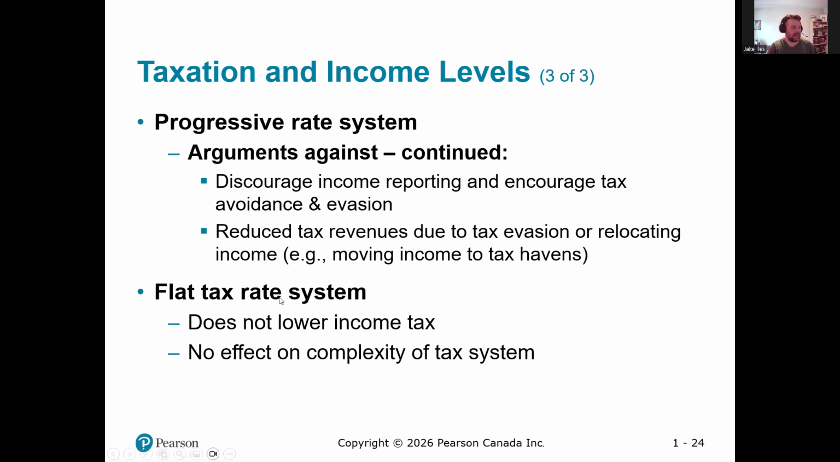So a flat tax rate system, a lot of people will say, well, let's just have a flat system and be done with it. And that doesn't quite help because it won't lower the overall income tax. Governments need to collect a certain amount of dollars in order to fulfill their obligations. So if we say forget the progressive, let's just have a flat income tax, that flat rate needs to be high enough to cover the budget's requirements.